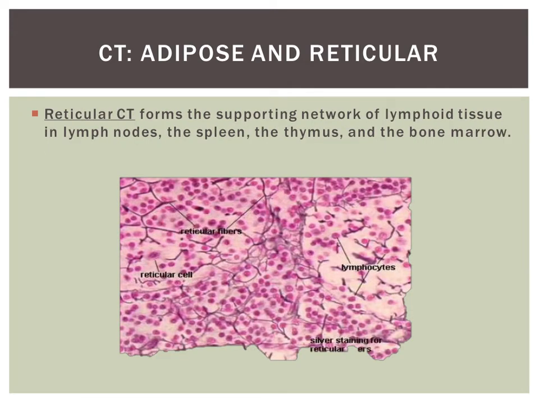Reticular connective tissue forms the supporting network of lymphoid tissue in lymph nodes, the spleen, the thymus, and in bone marrow. And so we have these reticular fibers, which I mentioned were kind of branching, so you can see how they kind of just branch through this specimen. And then your individual cells are these little pink things here.